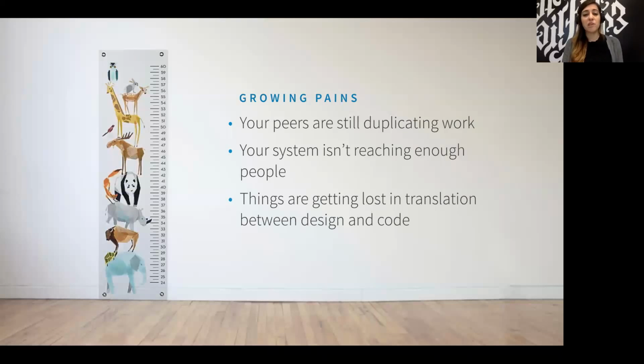Our system also wasn't reaching enough people. We do a ton here at LinkedIn, so we wanted to have a larger scope than what we were having, especially when it was more design only. And things are getting lost in translation between design and code. When you're trying to share files and trying to communicate with Google Docs with the engineers and web developers, there's still a lot of things getting lost there, and we wanted to make sure to tighten that up.